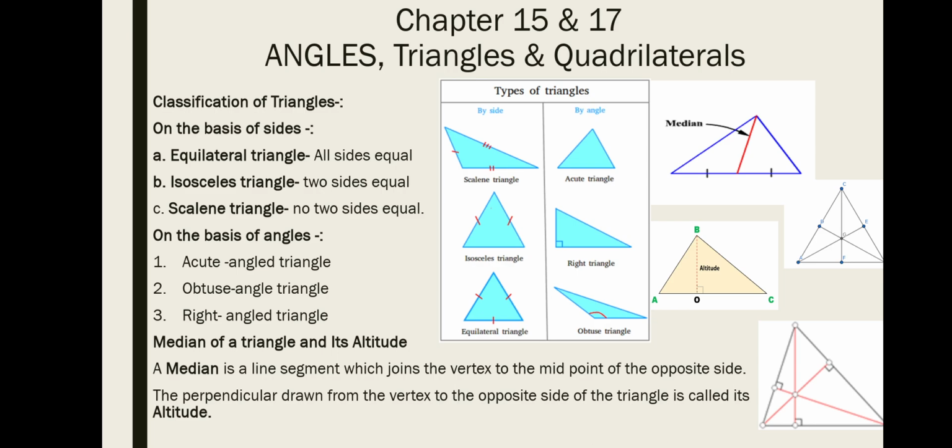Now, what is an altitude? The perpendicular drawn from the vertex to the opposite side of the triangle is called its altitude. So, in the next picture, in triangle ABC, BD is the altitude. Then there are three medians shown here in the next picture, and there are three altitudes also shown in the picture adjacent to this, the last part of the notes.